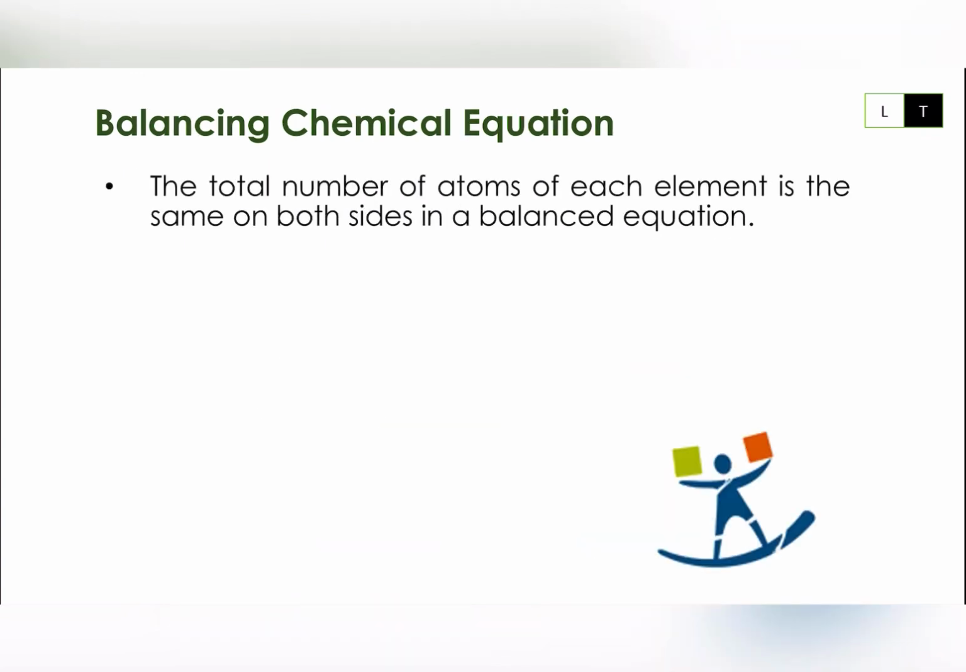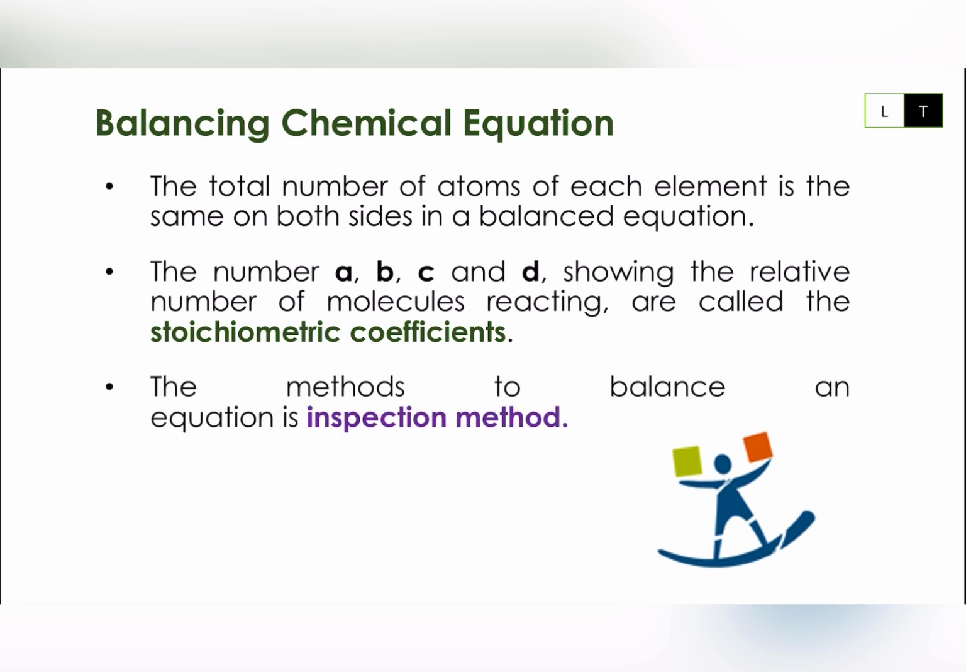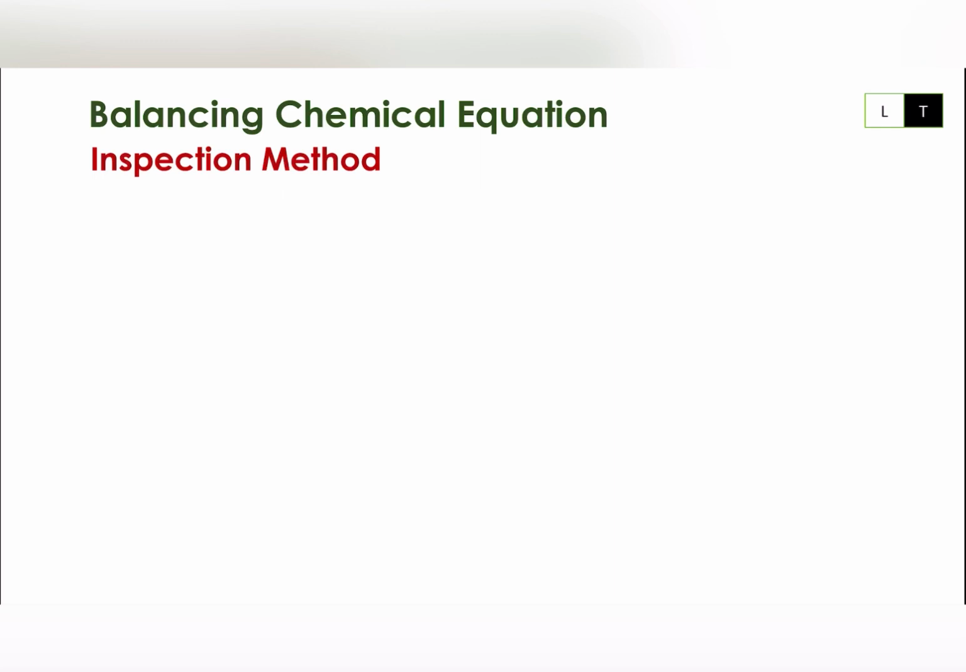When you want to balance the equation, you have to make sure the total number of atoms of each element is the same on both sides. And the numbers A, B, C, D in the previous slide show the relative number of molecules reacting. We call them stoichiometric coefficients. So, I'm going to introduce to you the inspection method in order to balance a chemical equation. So let's go to the inspection method.